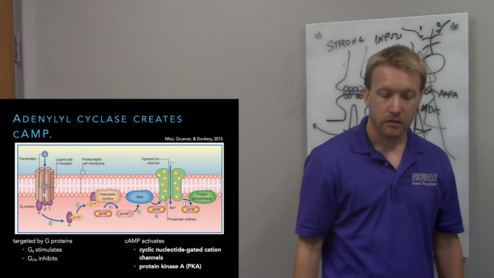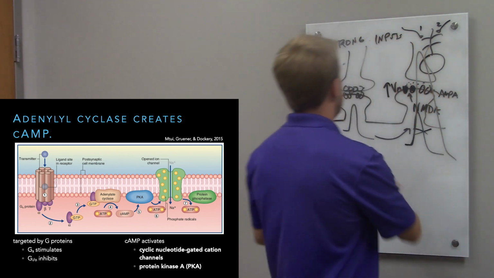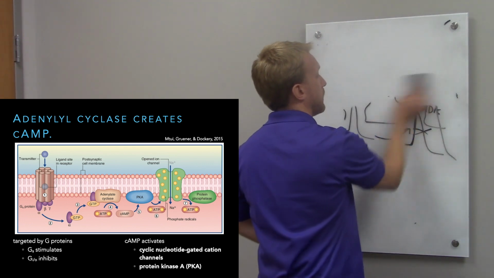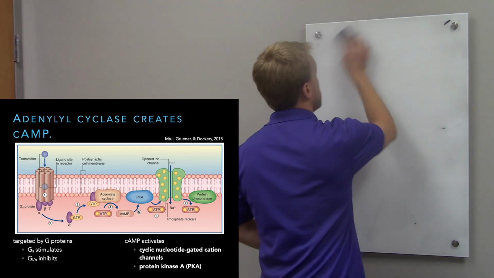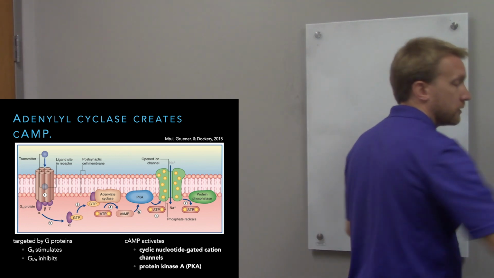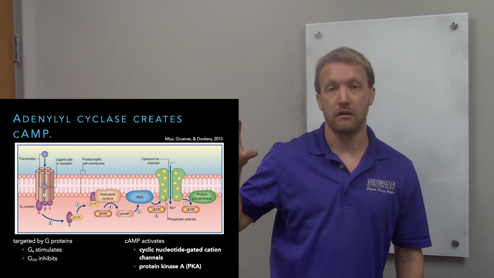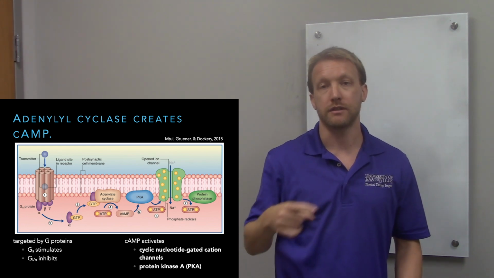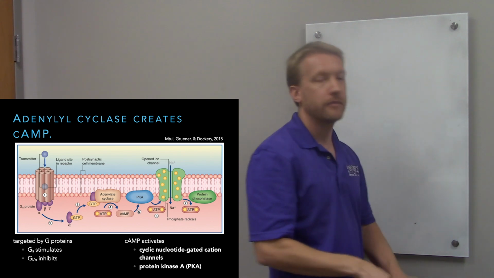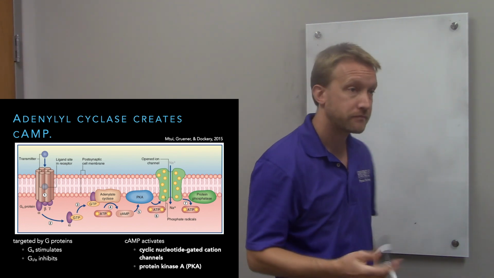So the first target would be adenylyl cyclase. This is an enzyme that makes cyclic AMP. It's kind of like ATP, except there's only one phosphate, and that phosphate isn't hanging freely. It forms two bonds, so it's a cyclic nucleotide. That doesn't matter, but you should know cyclic AMP is a secondary messenger.